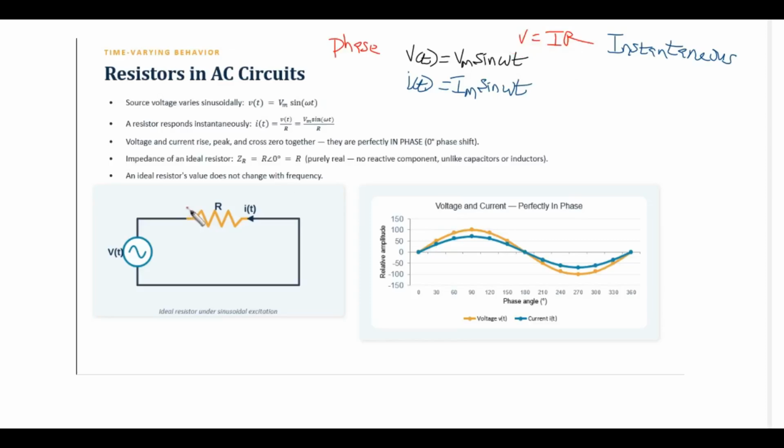It therefore means that I can apply Ohm's law, but at the end of the day, the voltage and current I'm dealing with are in this form: Vm sine omega t, Im sine omega t, which we are going to be seeing very shortly. Okay, so source voltage varies sinusoidally, as we have seen. V is equal to Vm sine omega t. A resistor responds instantaneously. Take note of these two points. The resistor value does not change, but it is going to be responding to the instantaneous value.